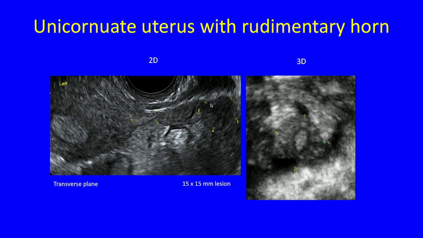that little nub on 3D that you can clearly see there's some endometrium in the center of it. So it was a rudimentary horn that was connected but not communicating. And so when she menstruates in that horn, she'll have severe pain because the blood has nowhere to go. Just showing you those things.